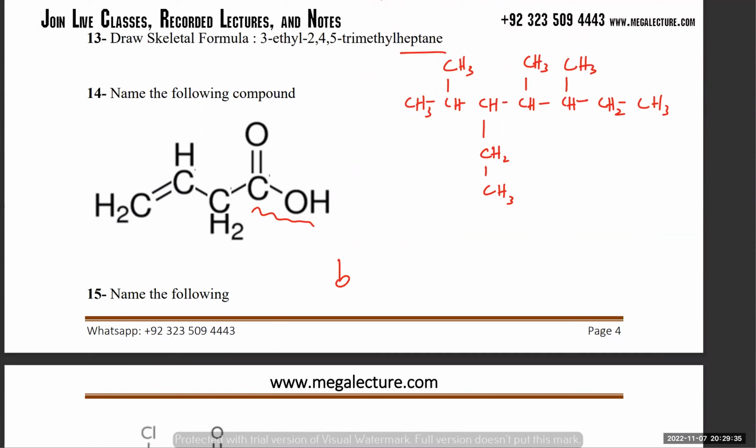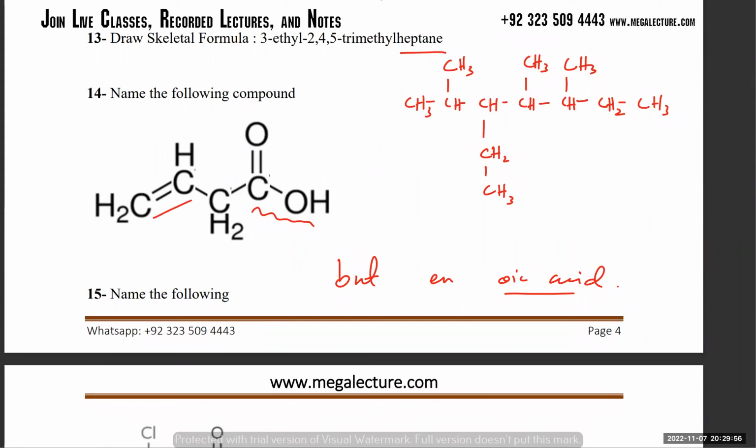So it has 4 carbons, so it's going to be butanoic acid, okay? Will it be AN or EN? EN. Okay, it's going to be unsaturated. Yes, unsaturated. It's got a double bond in it, so it's going to be EN.